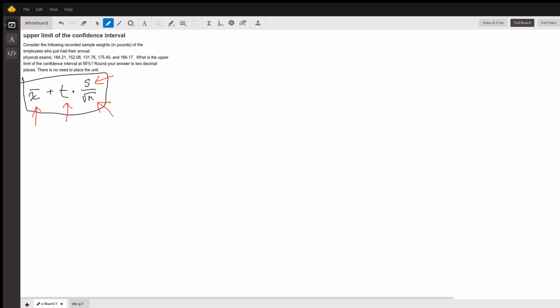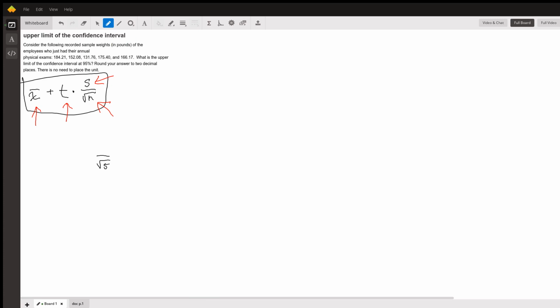N is the easiest one. We just count how many observations we have. So our n is 5. Now for the sample mean, there are many ways to do this. You could just do this by hand. You add all the values together. You divide by the sample size. Or you could use a graphing calculator or R. I'm just going to use Wolfram Alpha because I have it here.